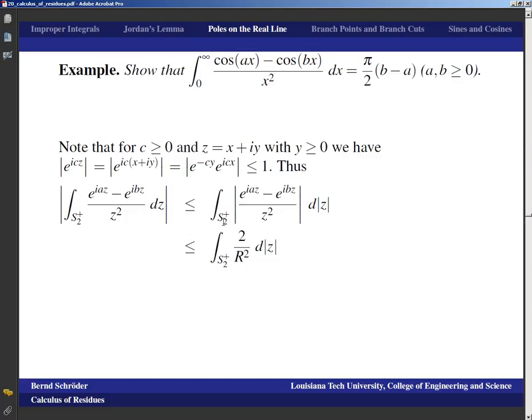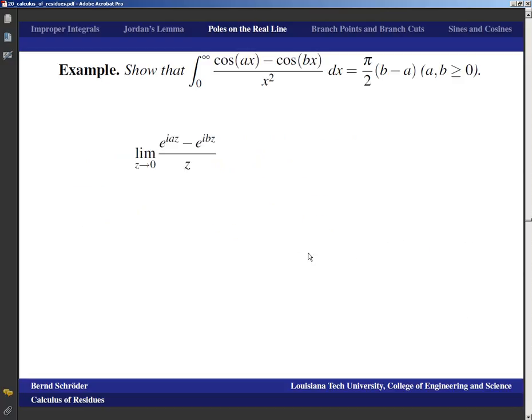But now we realize that on that circle, z² has absolute value r², and by the triangle inequality the numerator is less than or equal to |e^(iaz)| plus |e^(ibz)|, which are both less than or equal to 1, so the numerator is at most 2. Well, 2 over r² is good, because the arc length of this semicircle is πr, and πr times 2 over r² gives us 2π over r, which certainly goes to 0 as r goes to infinity. So that large circle actually doesn't bother us at all.